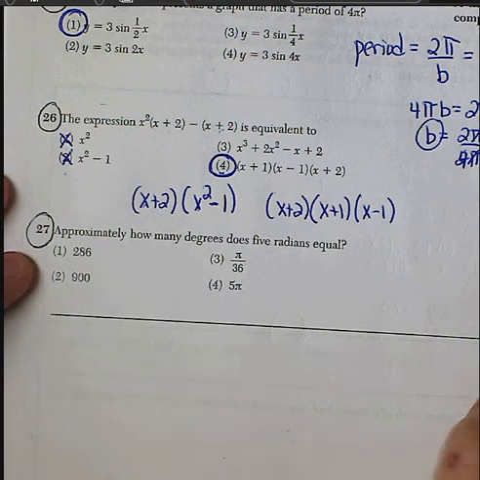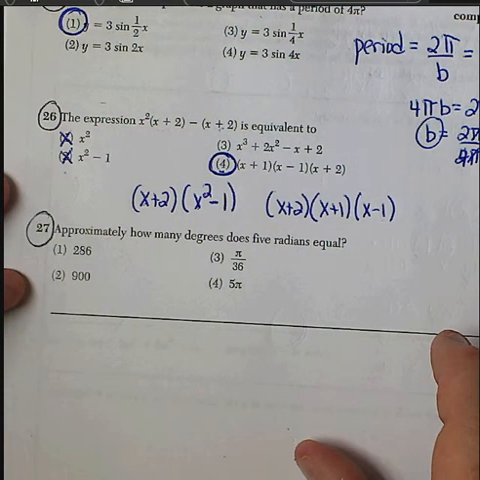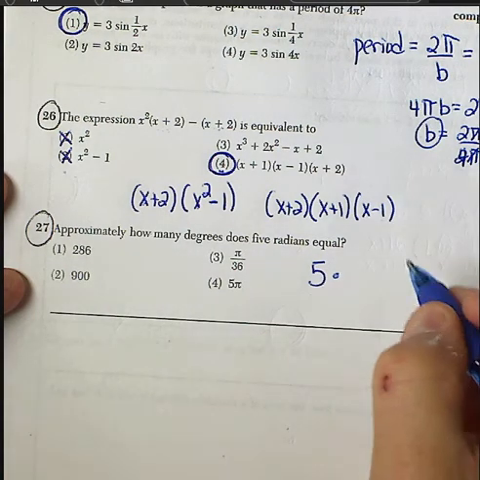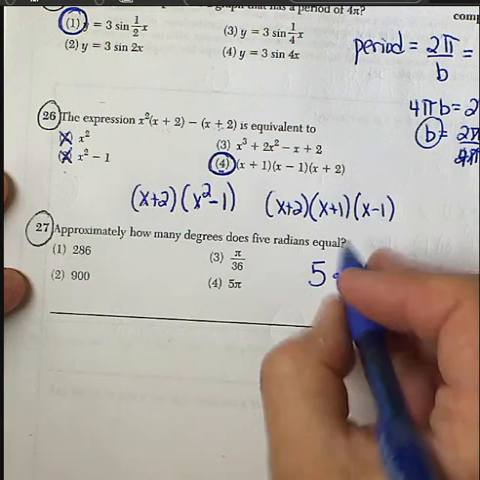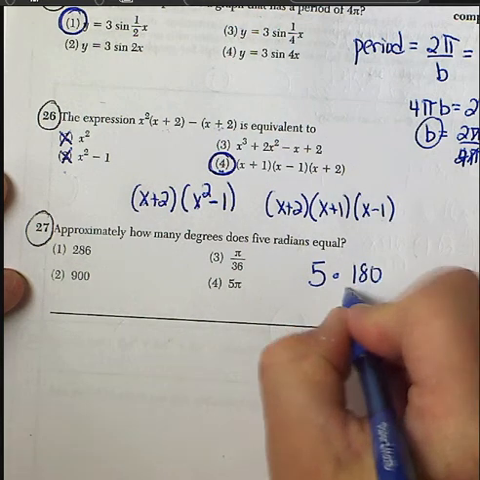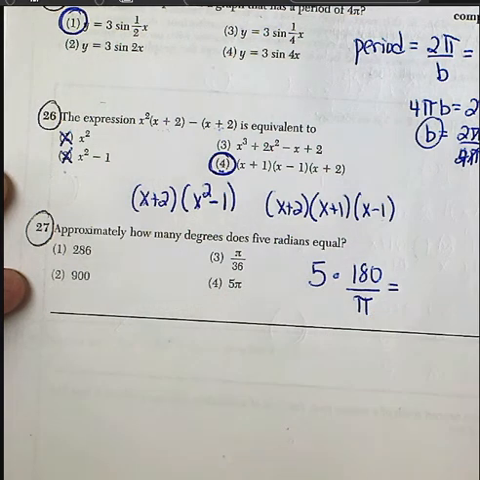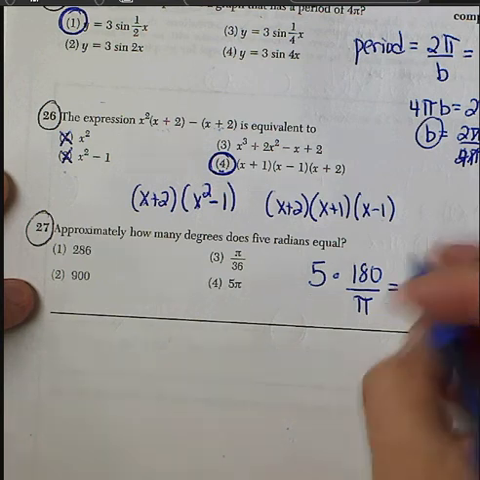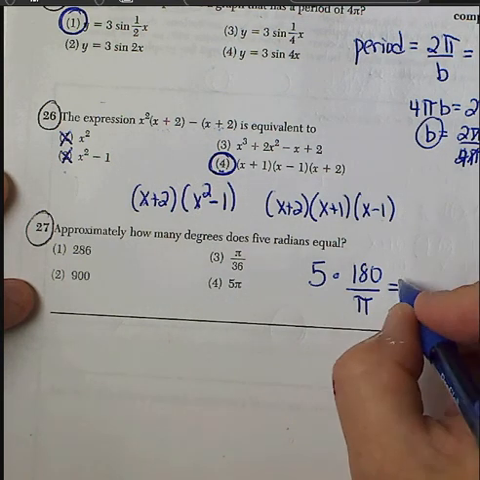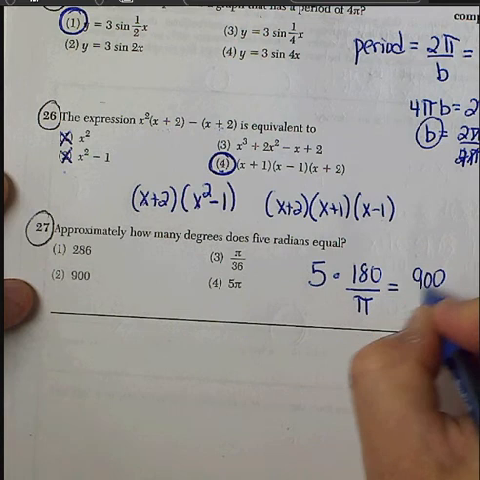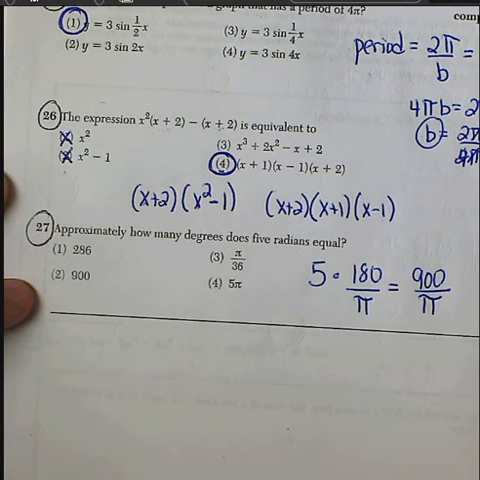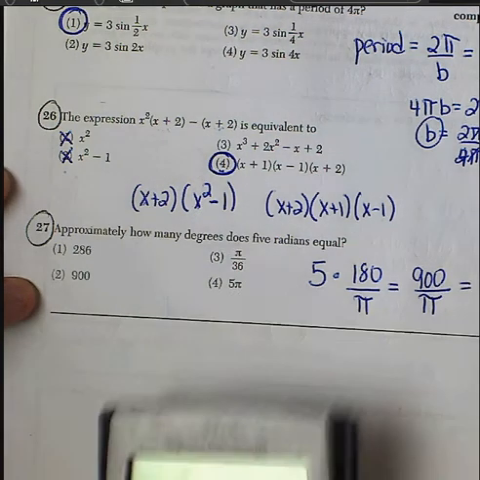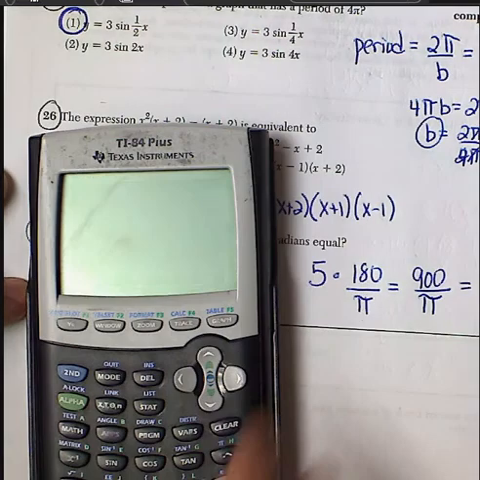Question 27. It says, approximately how many degrees does 5 radians equal? So 5 radians, when I'm changing from radians to degrees, I want to multiply it by 180 over pi. All right. And when I go through this process, I'm going to multiply 5 times 180, and that's going to be 900 over pi. And again, they're saying approximately how many degrees, so I have to worry about the calculation.